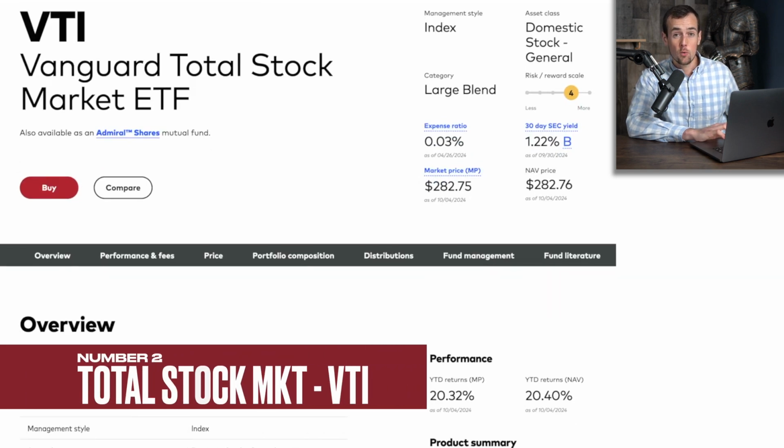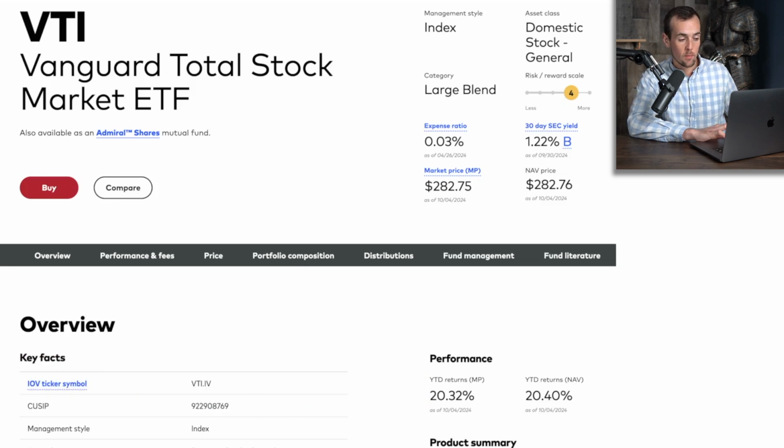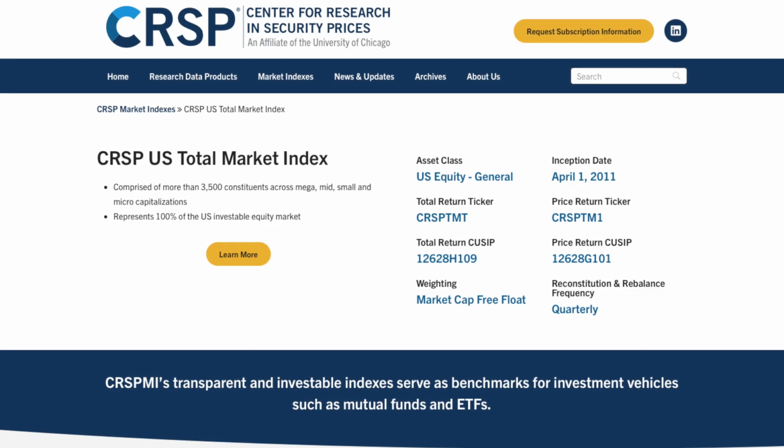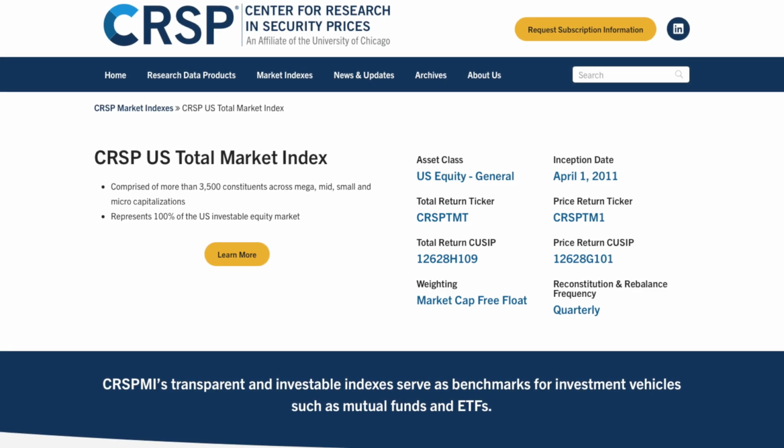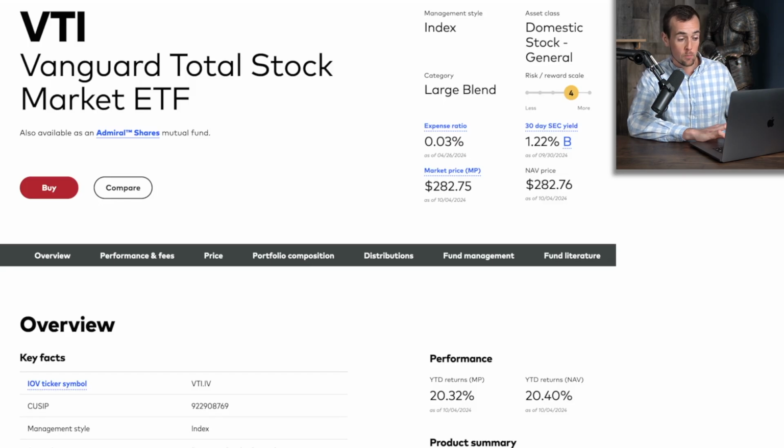Up next on our list here, we have VTI, which is the Vanguard Total Stock Market ETF. This ETF tracks the performance of the CRSP US Total Stock Market Index, and this index represents 100% of the US investable equities market, meaning that you own a little piece of every single publicly traded stock in the United States through this fund. Now, just like VOO, this is going to be a market value weighted index, and that means that a larger company is going to carry more weight.